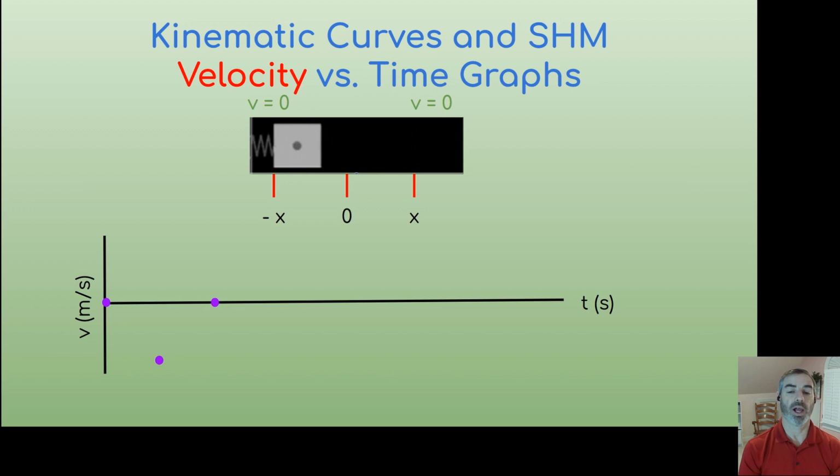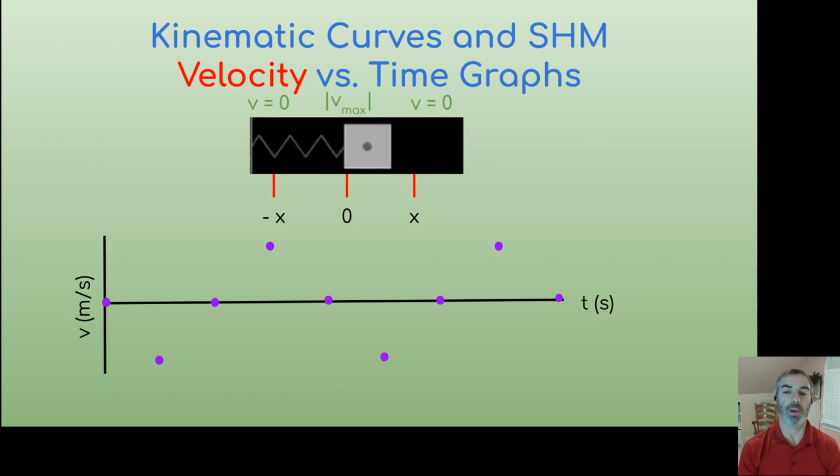So as the spring oscillates back and forth, we can sketch those points of zero and a maximum value as it oscillates back and forth. Now the question is, how are we going to connect these points? Well, as we stated, the force isn't constant, so the acceleration is not constant, which means the velocity is not going to be a linear function. So we're going to connect these with a curve as well.